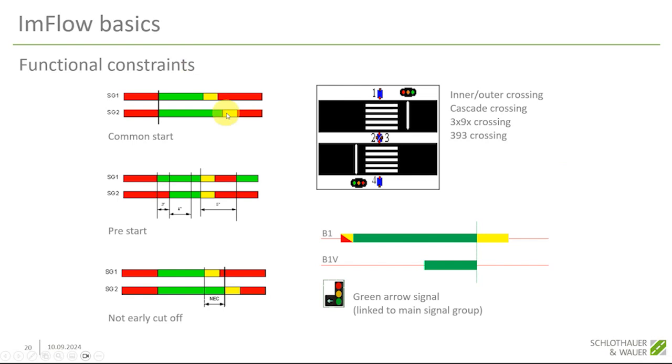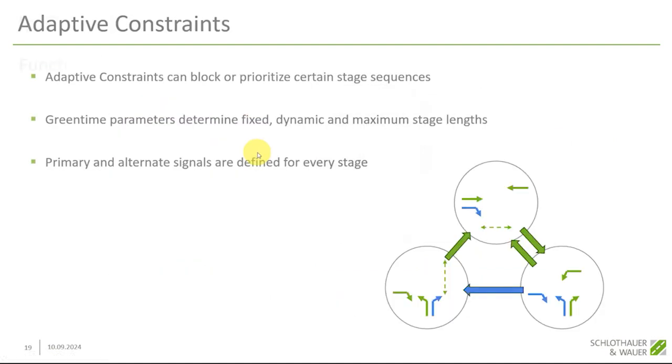Functional constraints, these are all a few examples, like a common start for certain signals, or a pre-start for one signal over the other, so certain offset, early cutoff, inner and outer crossing. All this is subsumed under functional constraints. I don't have an example for the minimum green times and intergreen times because I think it should be clear what's meant with that.